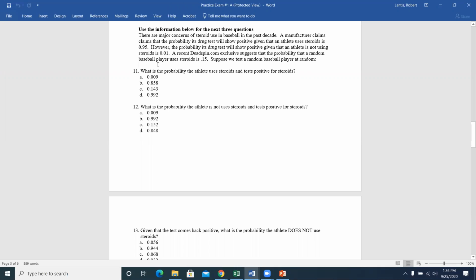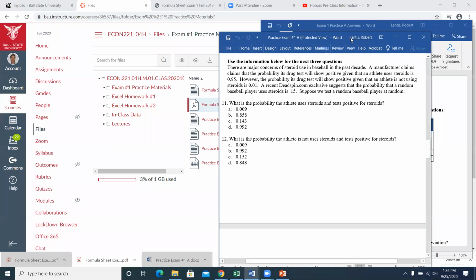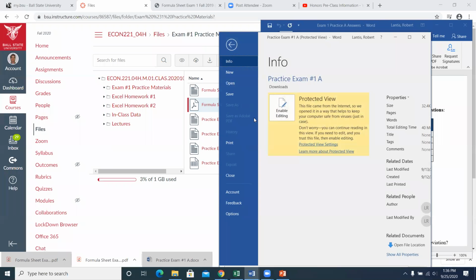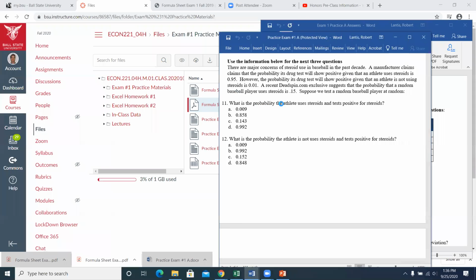So instead of using the board here, I'm going to type it out. Why won't it let me edit this document? Protected view. Okay, there we go.